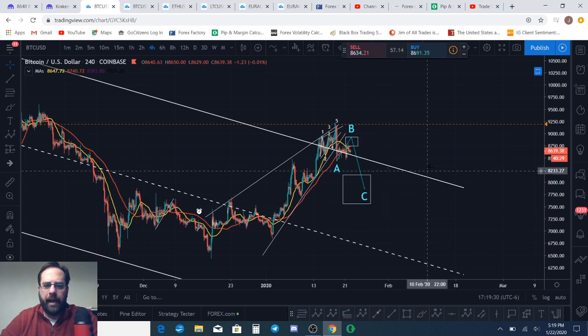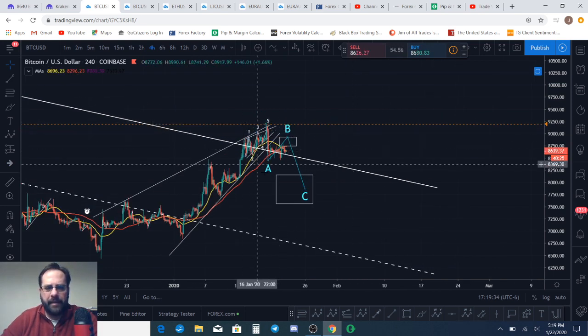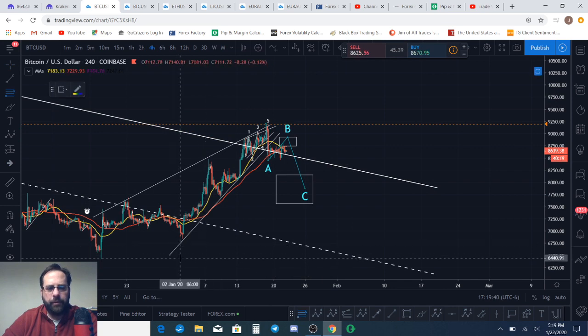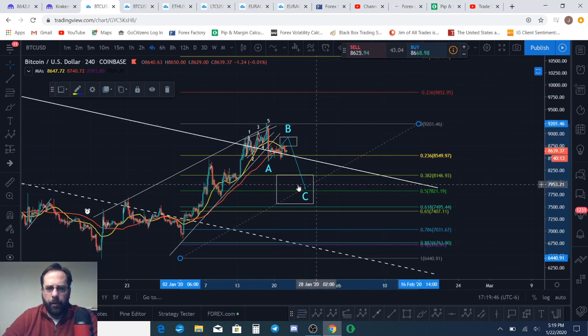Now, what are we going to get out of that? Well, there's a couple of things we could get. We could either get this ABC that I have drawn here, which is an ABC correction that's going to come somewhere in the vicinity of a 50% retrace. That's just a normal thing that Bitcoin does. So around 50% could come down to the 618. That's a little deeper. Could come all the way down to the 786 or even the 883 or the 90%.